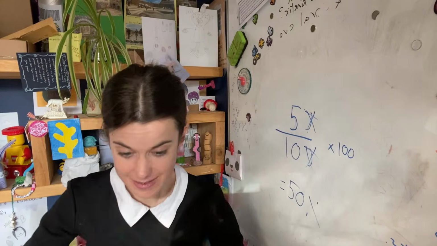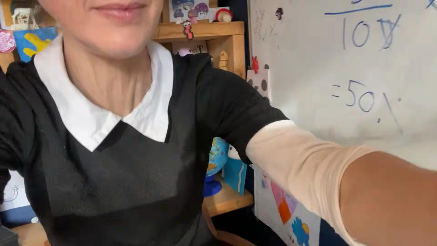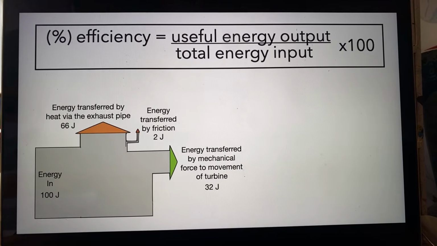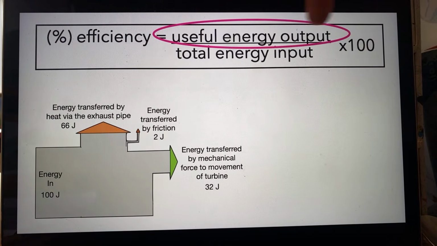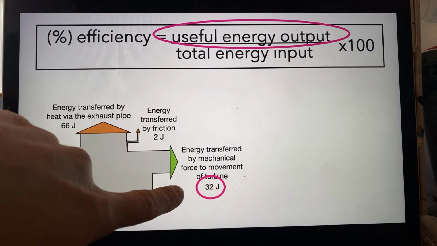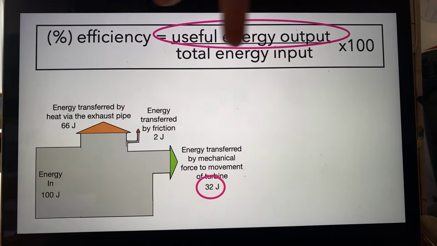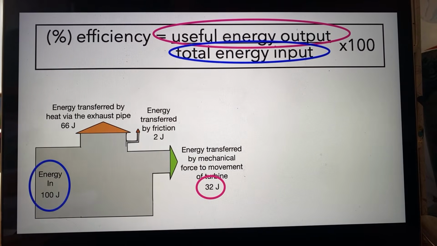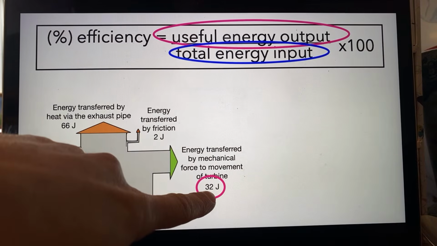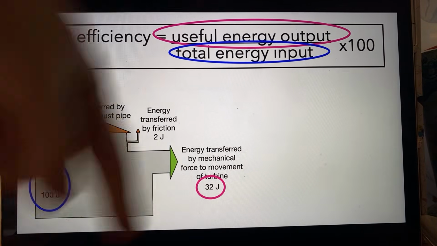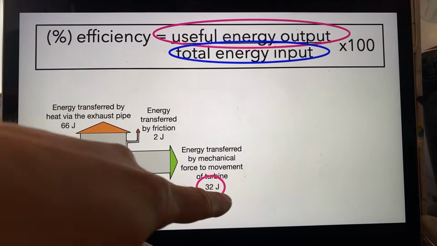Is that okay? Here we go. So for some of you, this will be quite a straightforward equation, but some of you won't have done very much maths before. So the useful energy output is the amount of useful energy that goes in. So in this case, it would be 32 joules. And then that's out of however much energy you put in, which in this case would be 100 joules. So this one would be dead easy because you're doing 32 divided by 100, and then you're timesing it by 100. So the answer is just 32%.